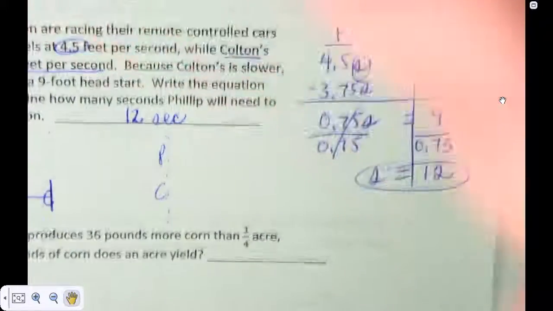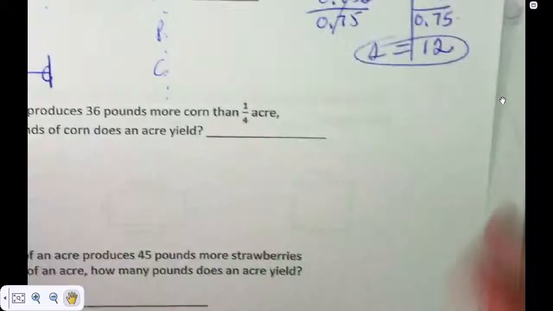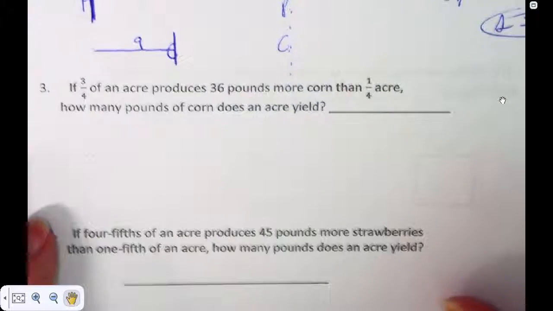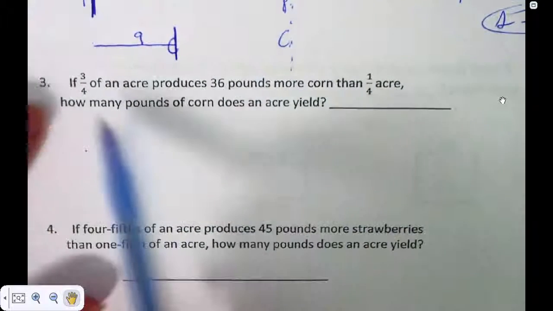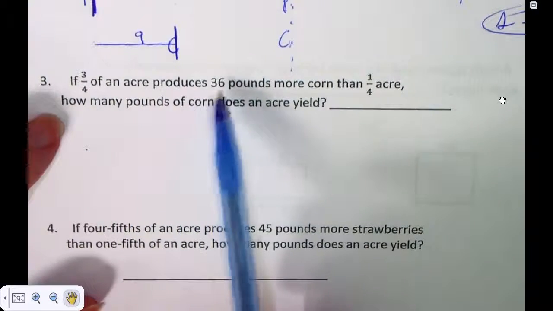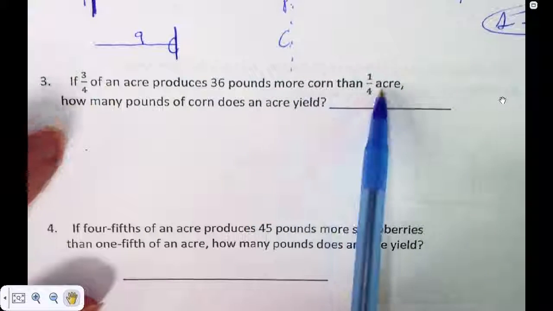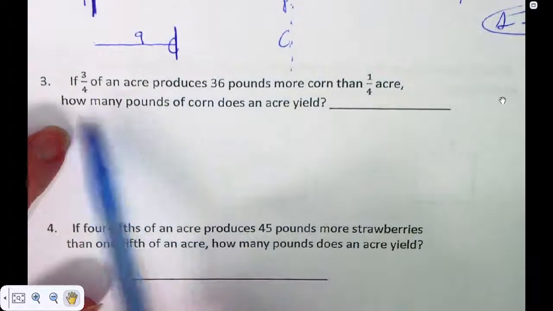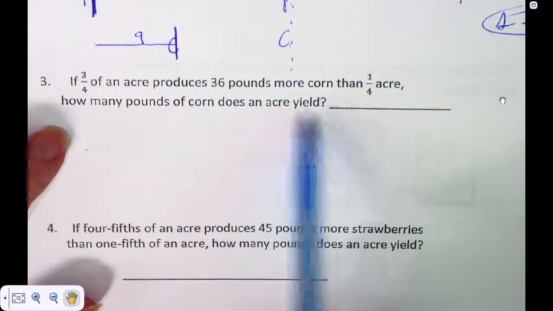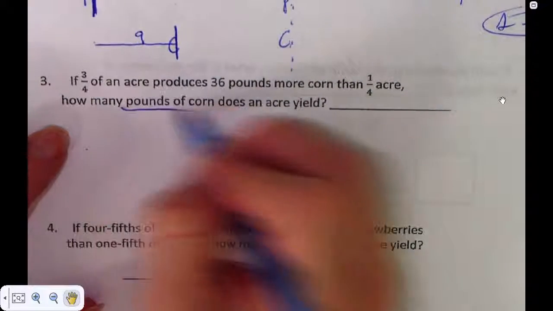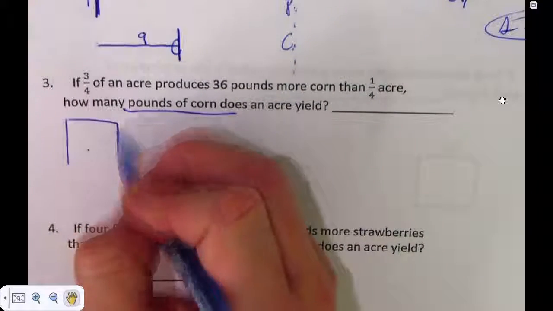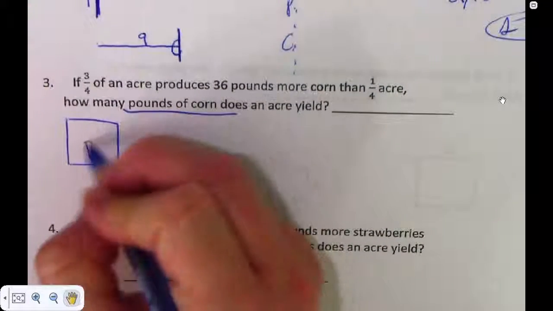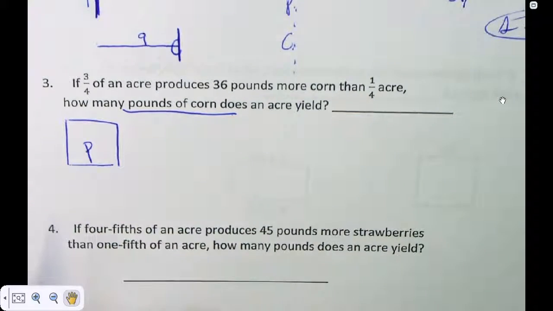Okay, look at number 3. 3 is a little tricky. Okay, guys? So just listen. I'm going to try to explain the best I can. 3/4 of an acre produces 36 pounds more corn than 1/4 of an acre. How many pounds of corn does an acre yield? So we're trying to find the pounds of corn for 1 acre. Everybody go draw me a square. I want to know how many pounds I can get off that 1 acre of land.